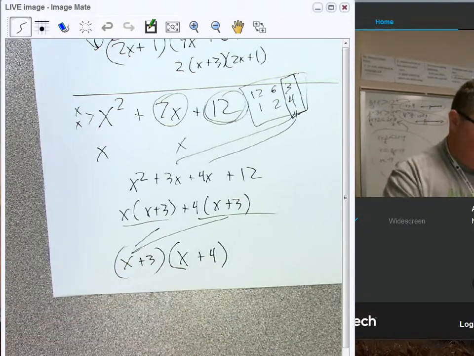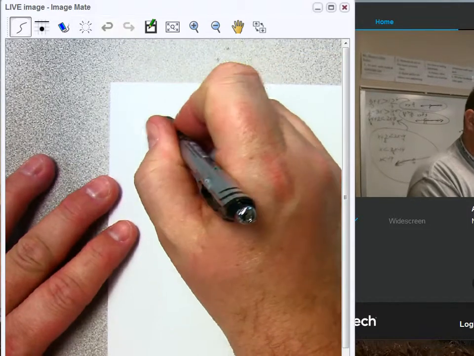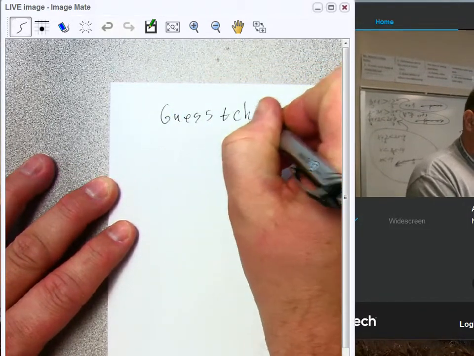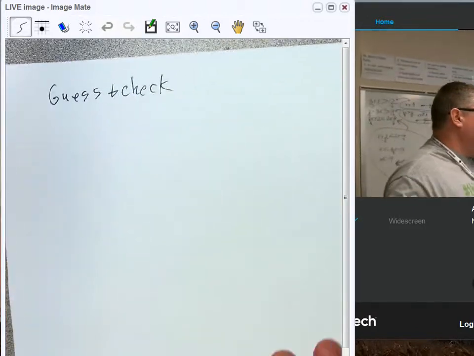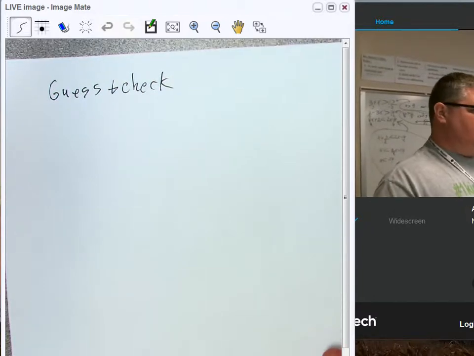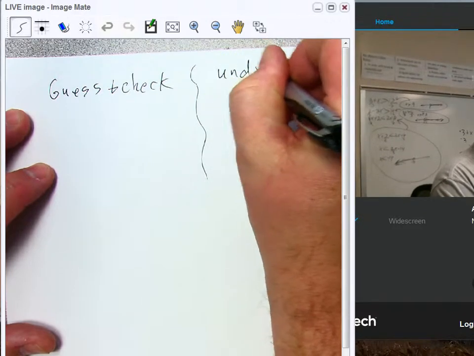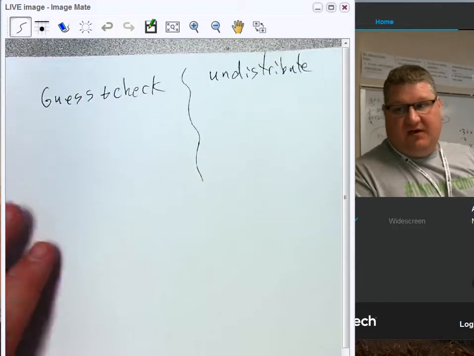Now, we have basically 2 things that we've talked about. We have talked about 2 methods. One is called guess and check. Guess what we do for the guess and check method. Yes. We guess and then we check it. That's right. The other one is the undistribute method. The undistribute method.